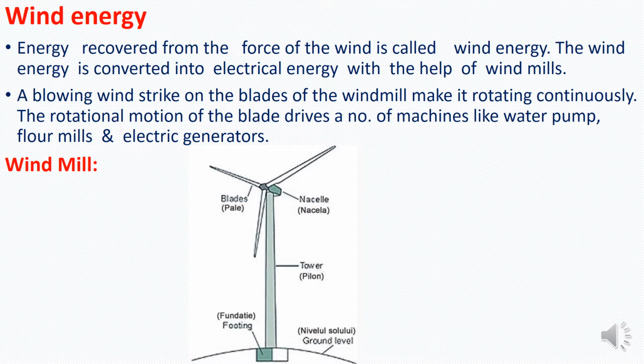Next, wind energy. Energy recovered from the force of the wind is called wind energy. The wind energy is converted into electrical energy with the help of windmills. A blowing wind strikes the blade of the windmill and makes it rotate continuously. The rotational motion of the blade drives a number of machines like water pumps, flour mills, and electric generators. This is a picture of a windmill.